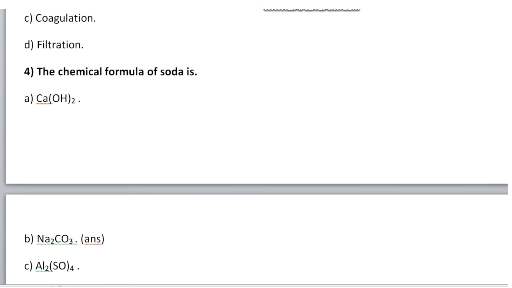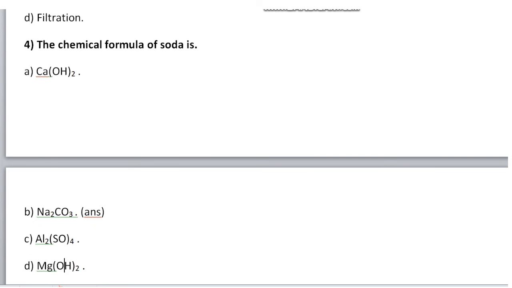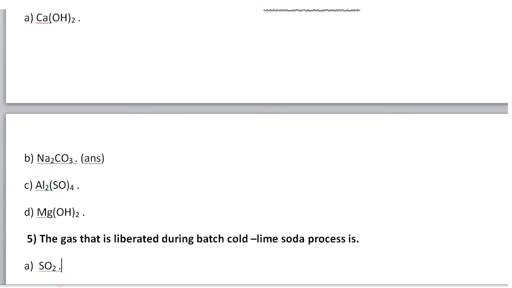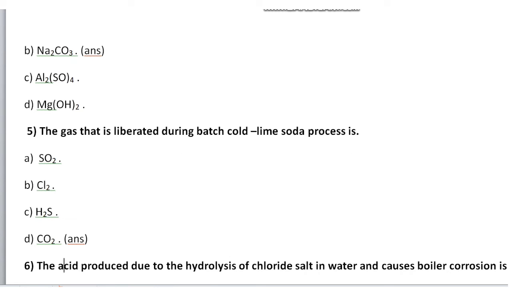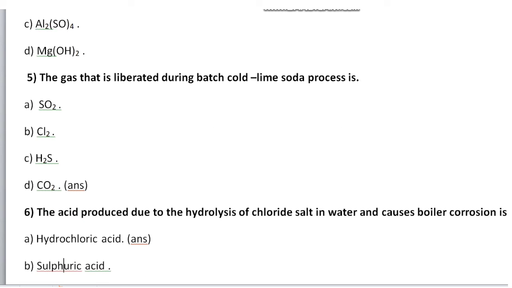The chemical formula of soda is Na2CO3. It is sodium carbonate, known as soda, which is used in water treatment. The gas that is liberated during the batch cold lime soda process is which gas? The answer is D, carbon dioxide, because in the cold lime soda process we are using soda and it liberates carbon dioxide.